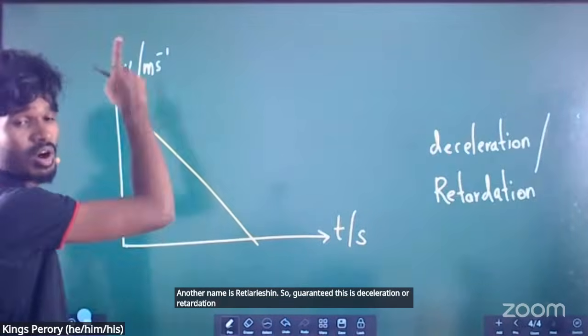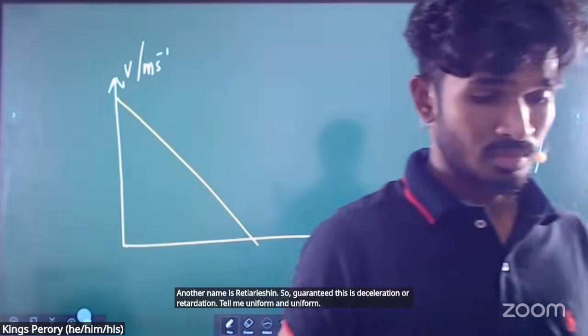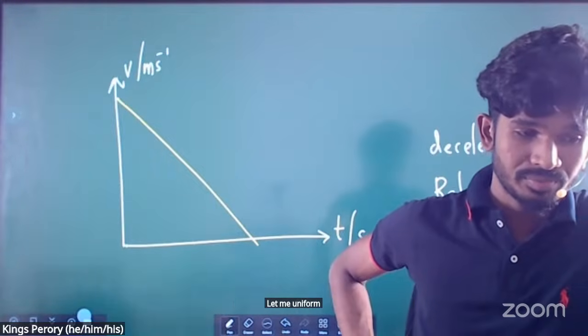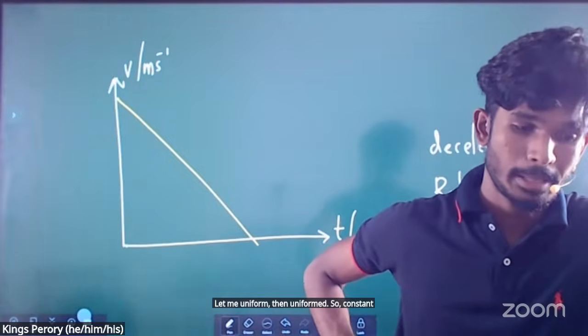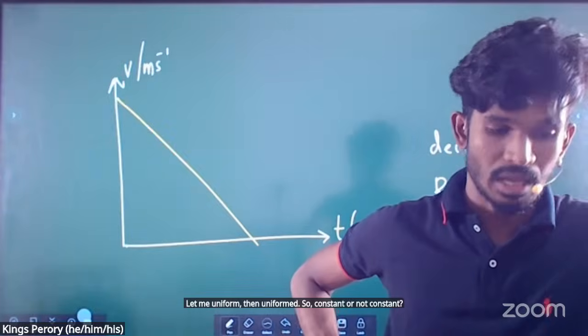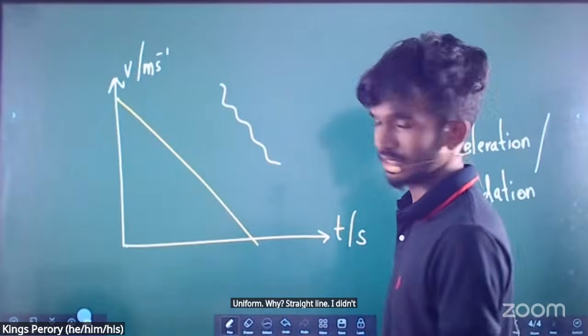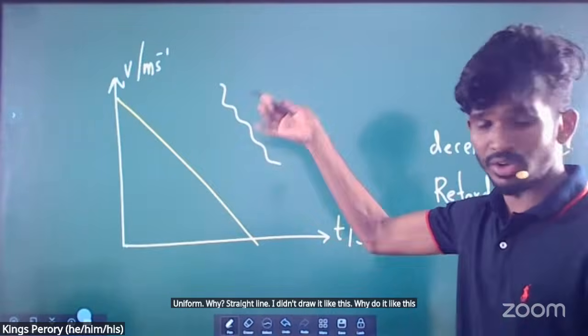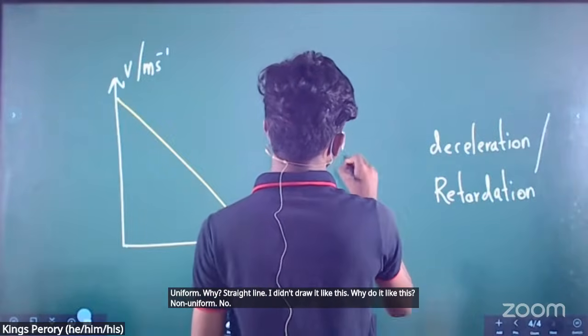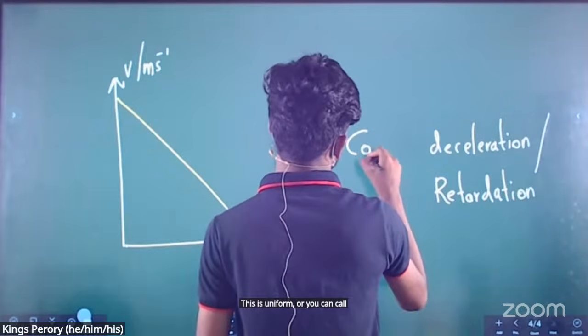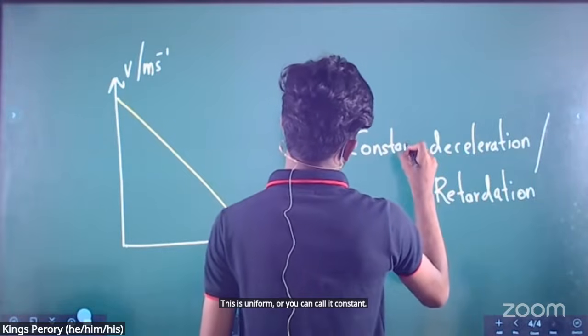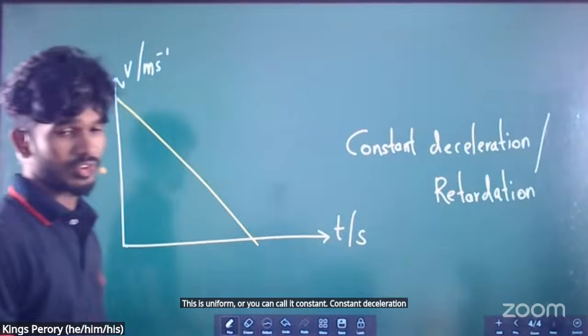Tell me uniform or non-uniform, constant or not constant. Uniform. Why? Straight line. I didn't draw it like this. If I draw it like this, non-uniform. No. This is uniform, or you can call it constant. Constant deceleration or constant retardation.